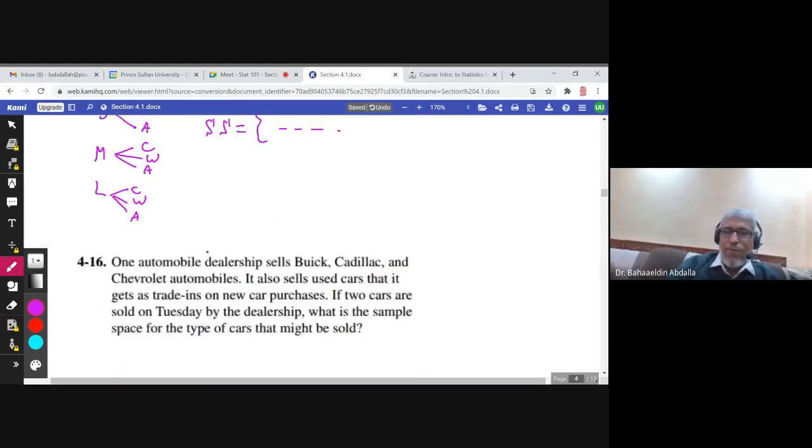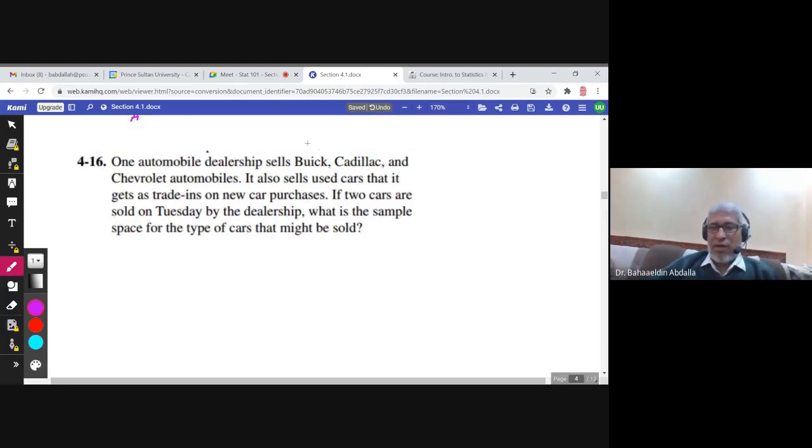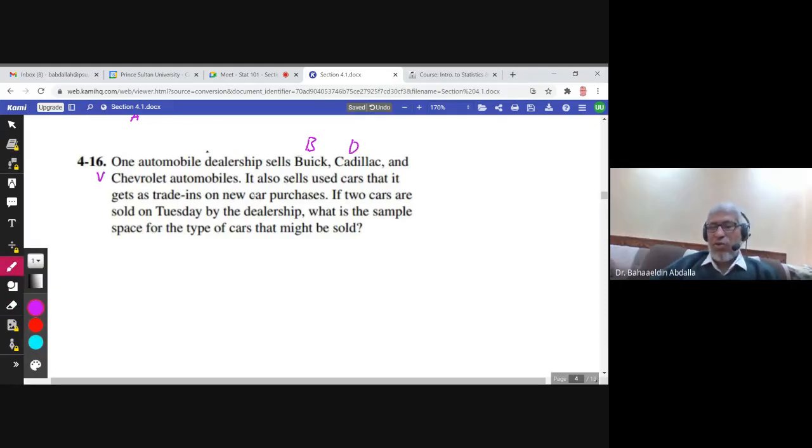Another example, one automobile dealership sells Buick, Cadillac, let me say B, C, D, okay, because Cadillac and Chevrolet start with C, so let me say this is D, and this is V, automobiles. It also sells, so there is another type of cars, which is used cars.